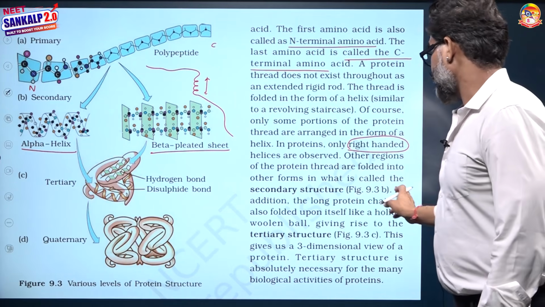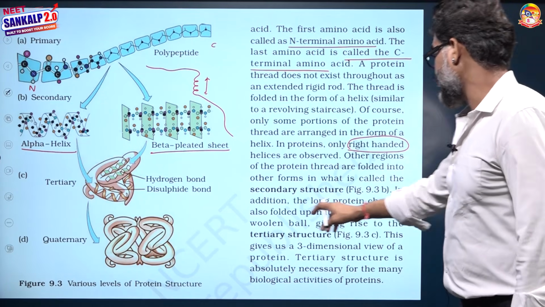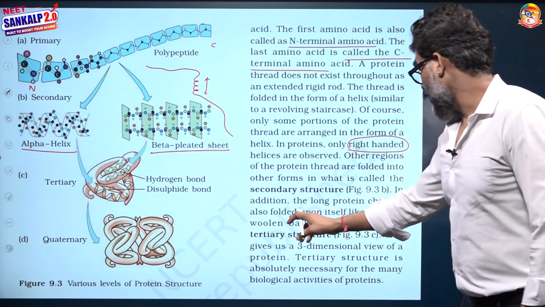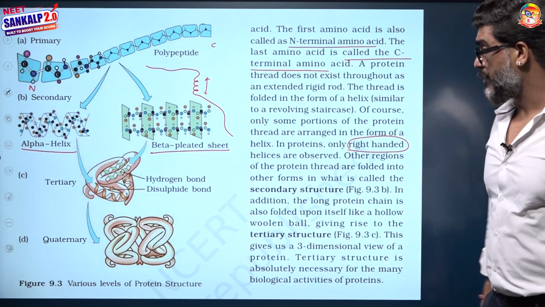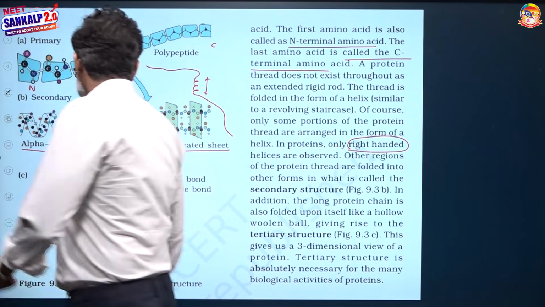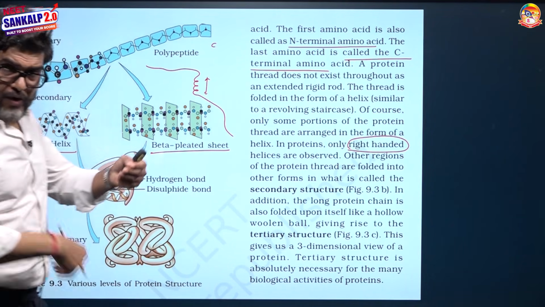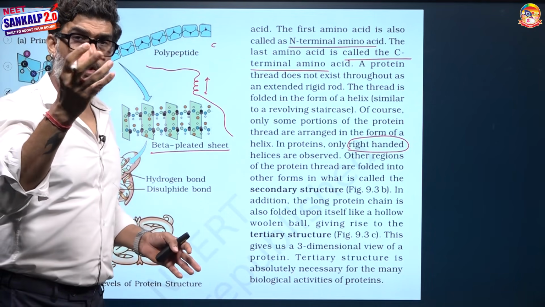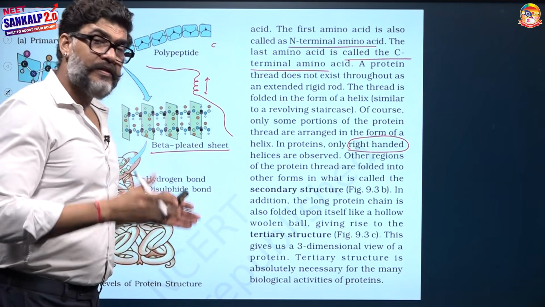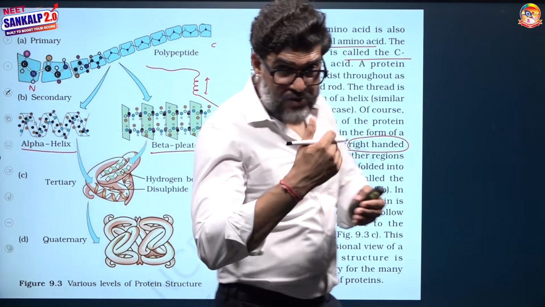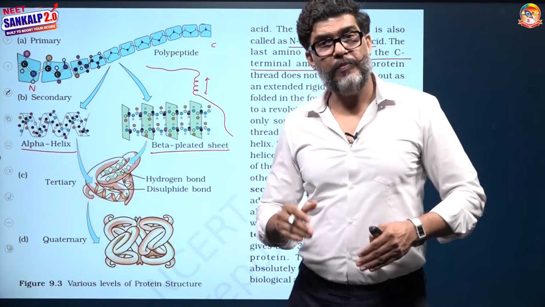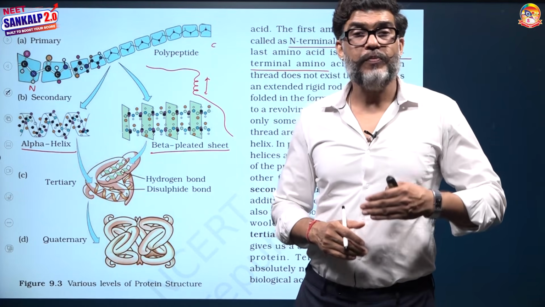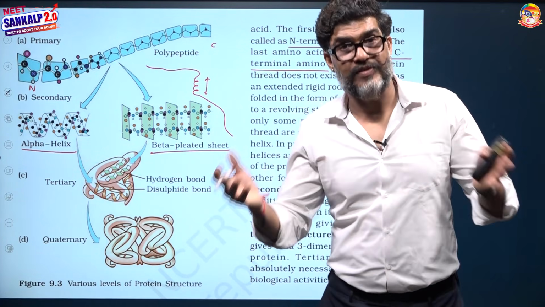In addition, the long protein chains also fold upon themselves like a hollow woolen ball, giving rise to the tertiary structure. Look at this diagram. If another turn of coiling and folding happens, it becomes like a ball of cotton or wool. That structure attains some more additional bonds. It may be disulfide bonds, electrostatic interactions, hydrophobic attractions, etc.